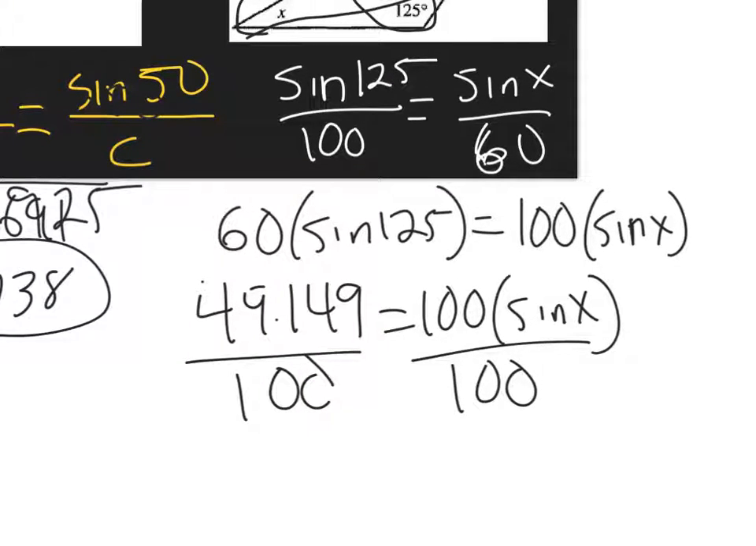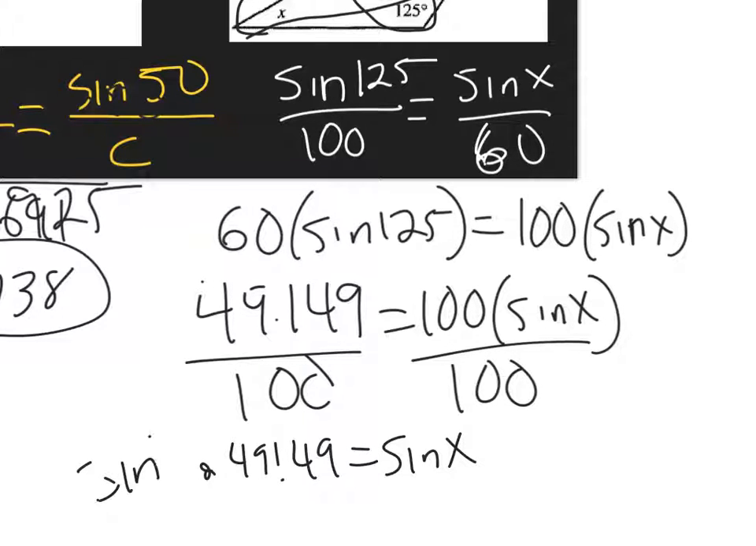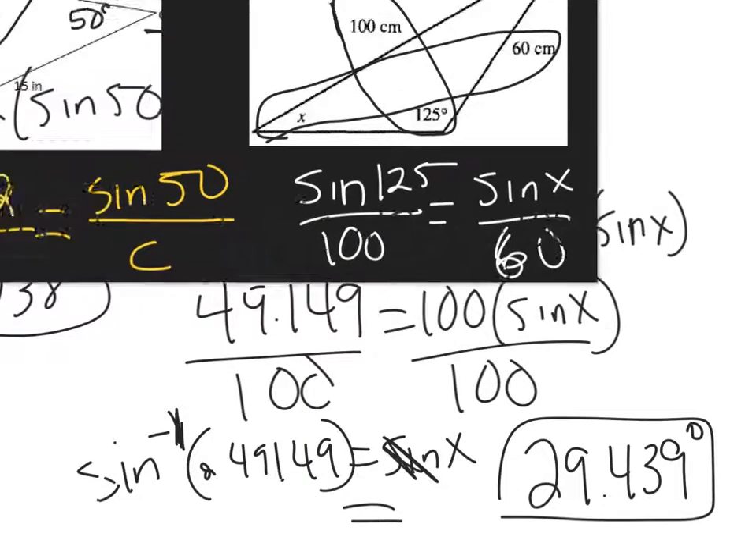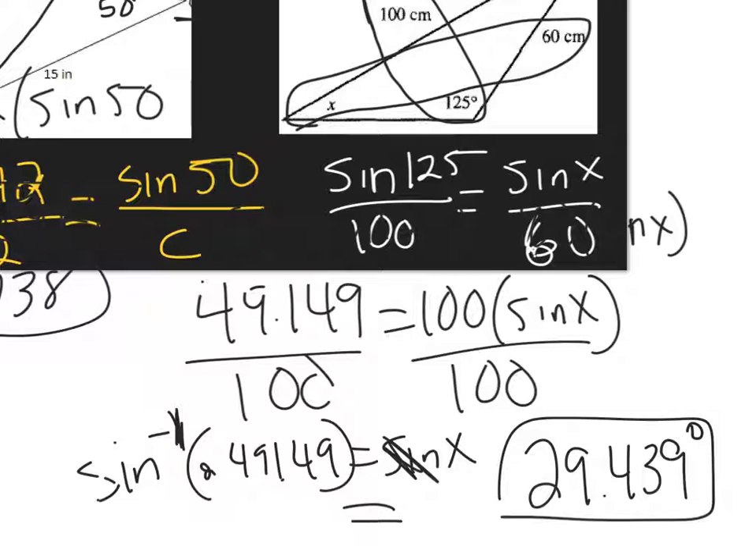Which basically means I'm going to have 0.49149 equals sine of X. Now here is where I take sine inverse of that. Sine inverse gets rid of that, so I'm going to take sine inverse of that answer. When I do that, I'm going to get 29.439. So that is approximately how big that angle is, about 29 degrees.